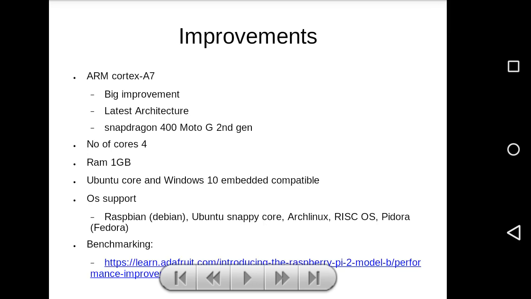Now we'll talk about improvements. What are the improvements there? Basically, the big improvement regarding architecture. The processor will be smaller, faster, and compatible. You can see the Snapdragon 400 in the Moto G second generation. The same core is used here. The core is the same, the manufacturer is different.